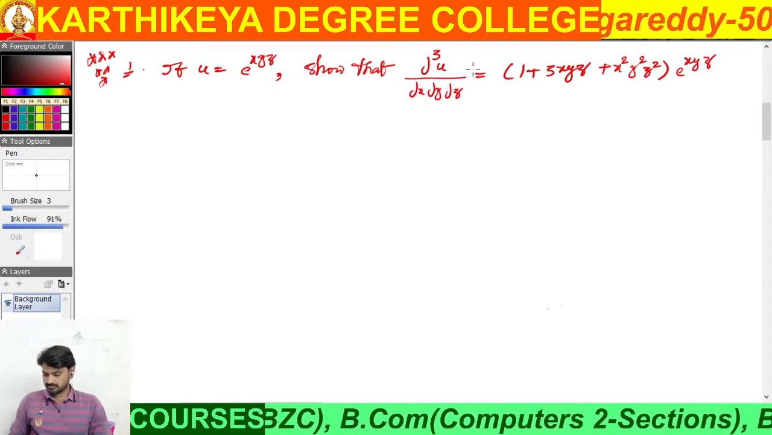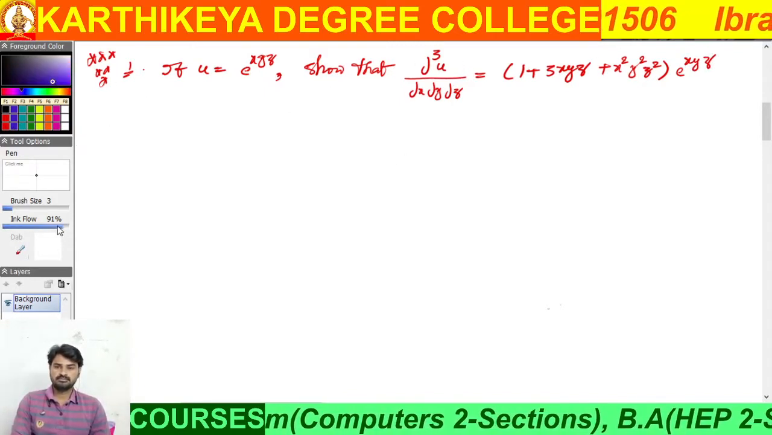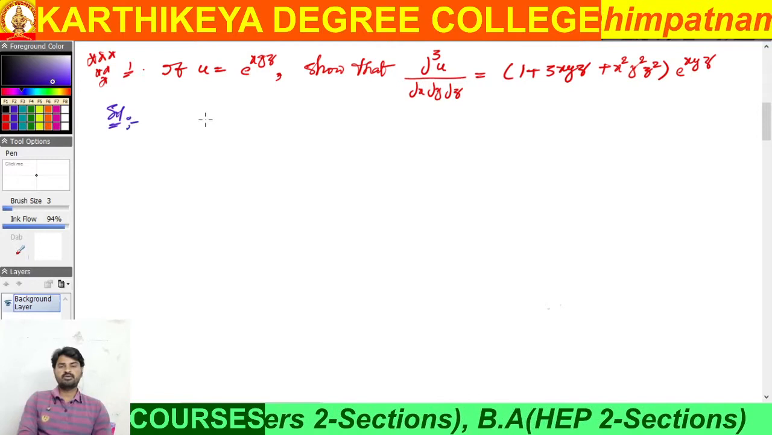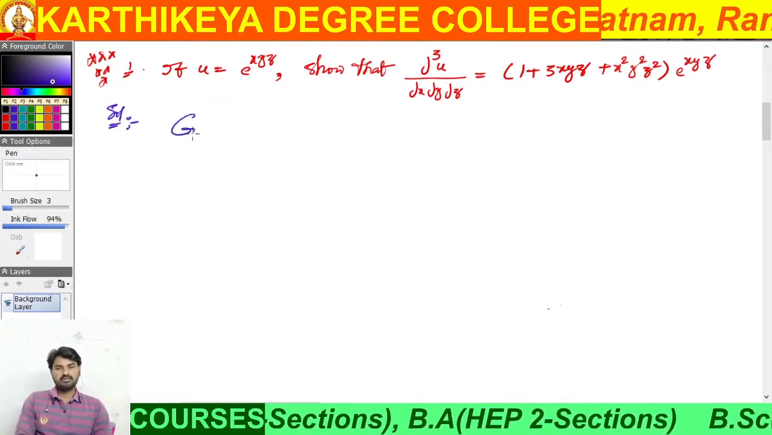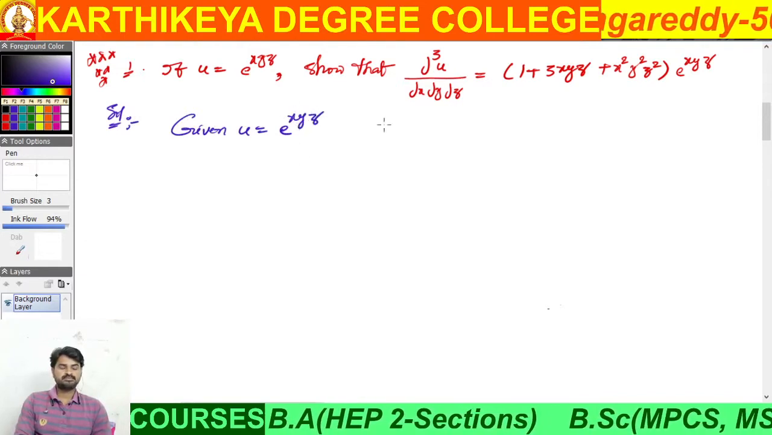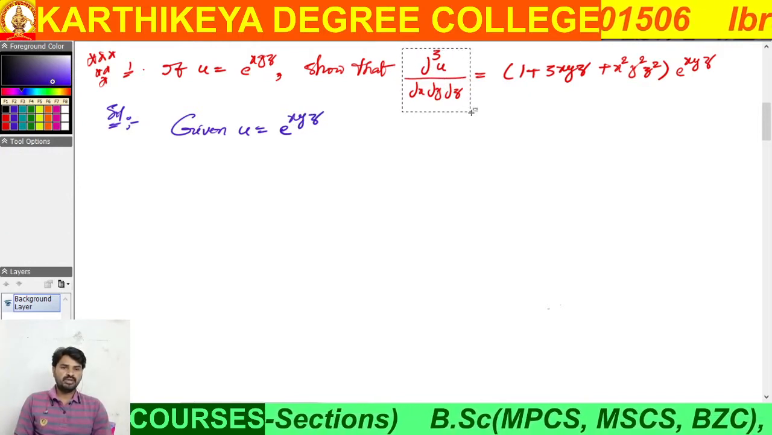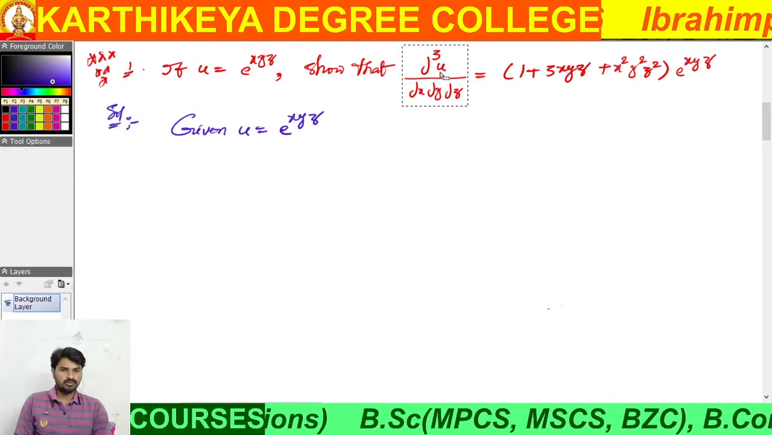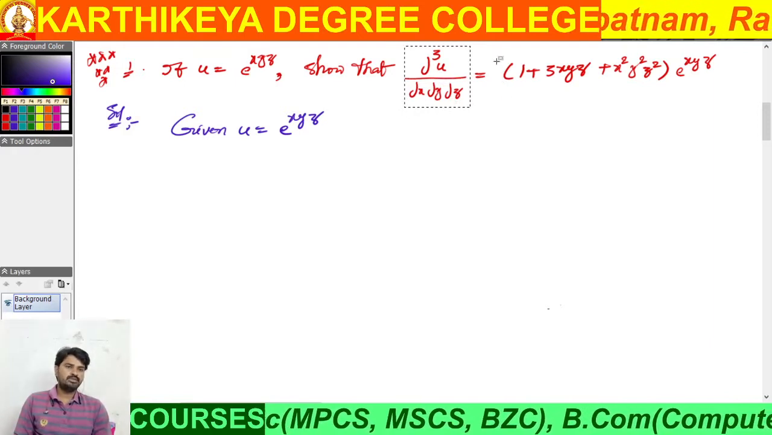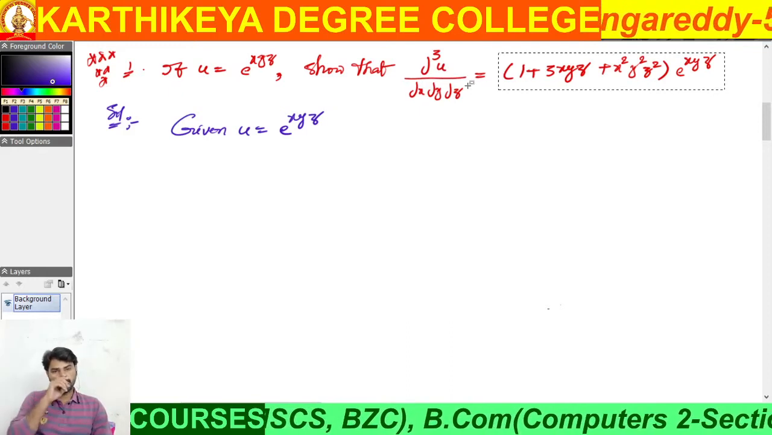Now read the given sum properly. So what is given here? What you have to see here? The given function is u is equal to e to the power of xyz. Now what we have to show? We have to show that if we differentiate u three times, with respect to x, with respect to y, with respect to z, you will get this answer. That means now we are going to find the derivatives of u thrice.